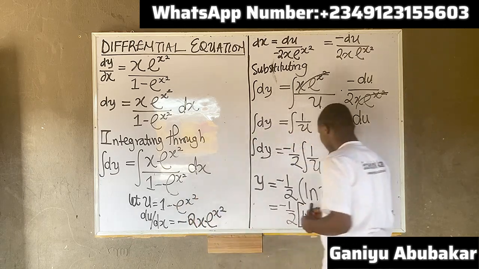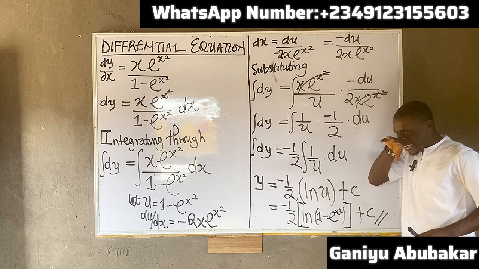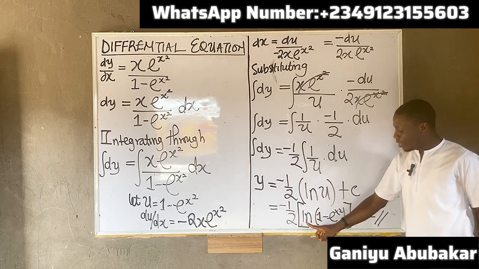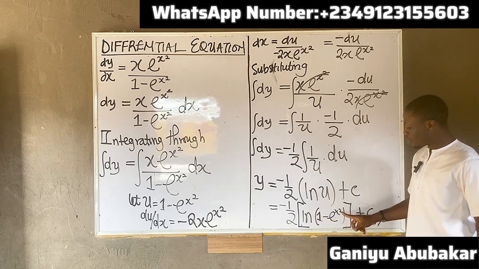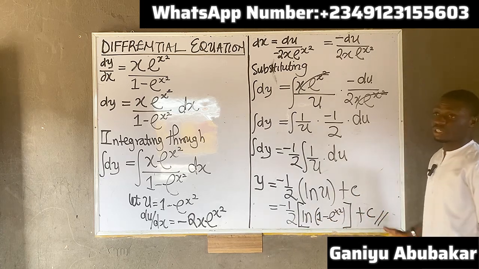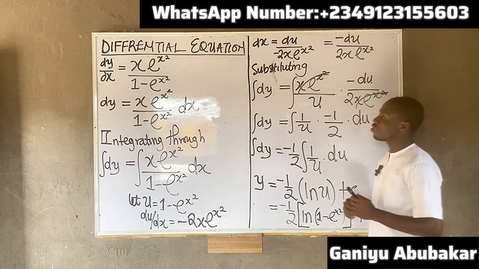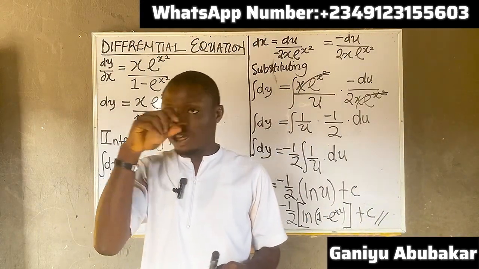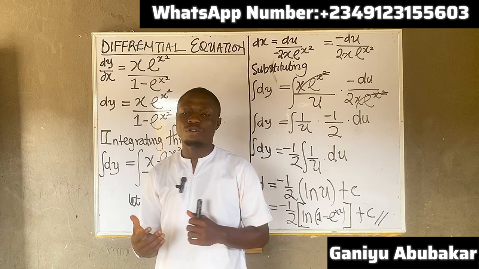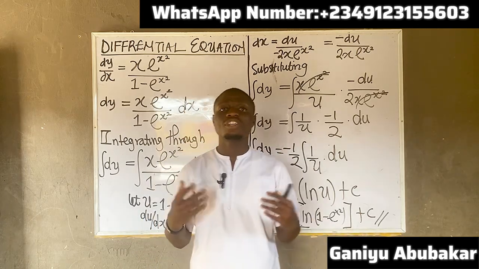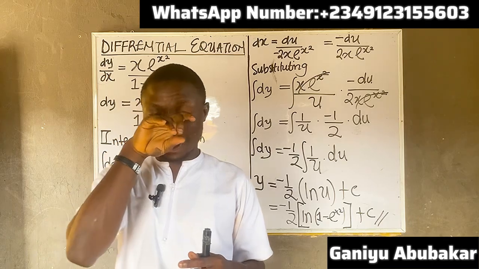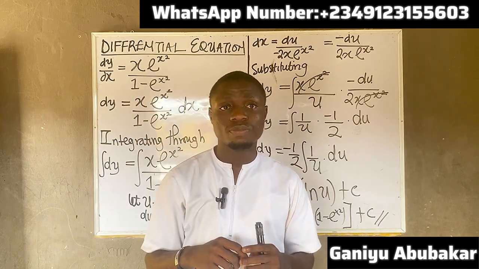I can leave my answer in this form and still be correct, or I can say my answer should be negative ln of 1 minus exponential x squared all over 2, plus c. This is how you solve problems in differential equations using the direct integration method. Let's solve other examples in our next tutorial videos.